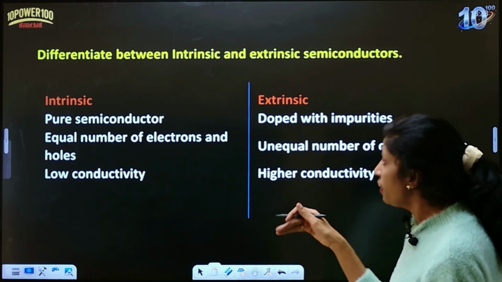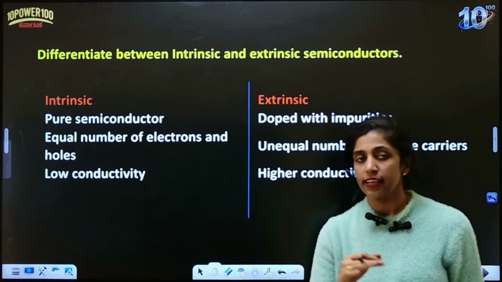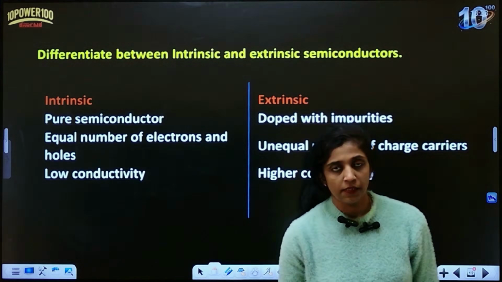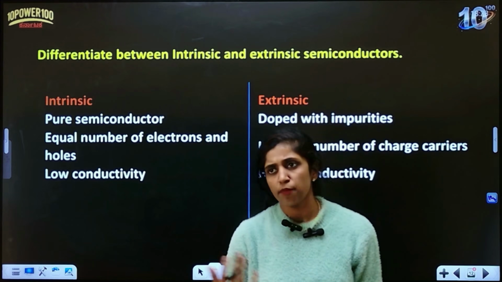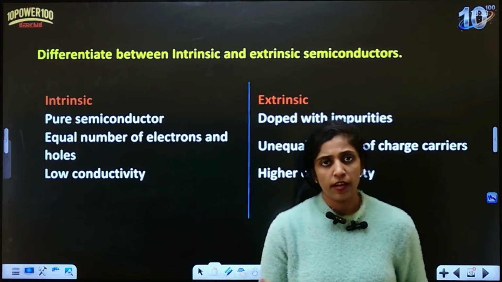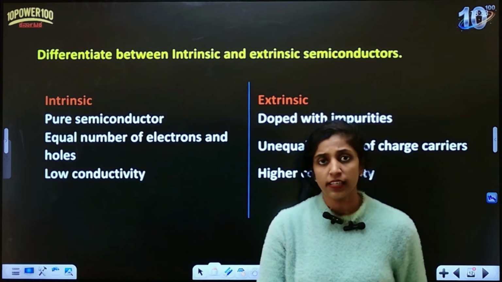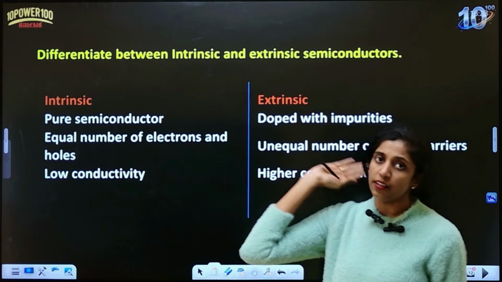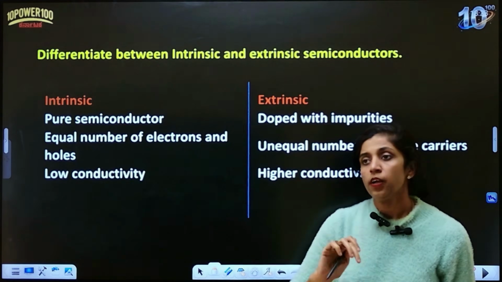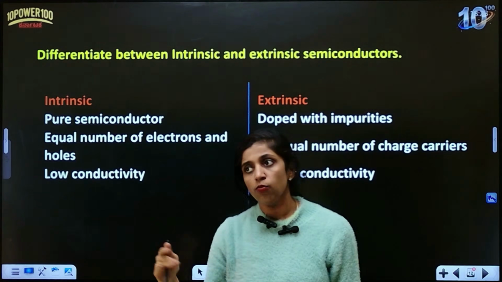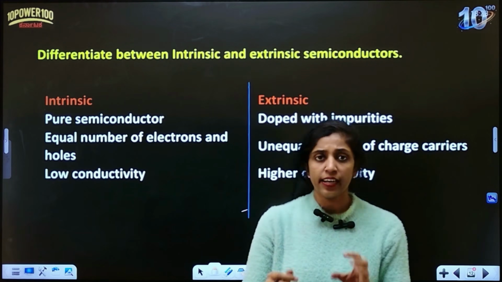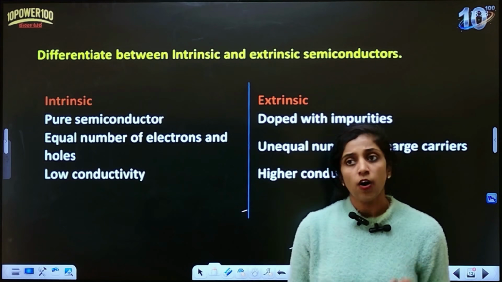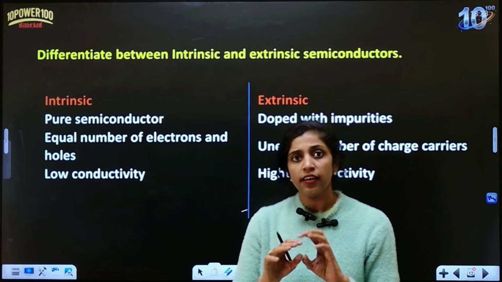Next, moving to intrinsic and extrinsic semiconductors. Yes, this is the most expected question. This can be asked as a 2 mark or 3 mark question. Like they might ask you, explain the types of semiconductors. We have two types of semiconductors. One is the intrinsic semiconductor. The other one is the extrinsic semiconductor. In an intrinsic semiconductor, it's a pure semiconductor, like silicon or germanium, whatever we are taking. As it is a pure semiconductor, it doesn't need any impurities.